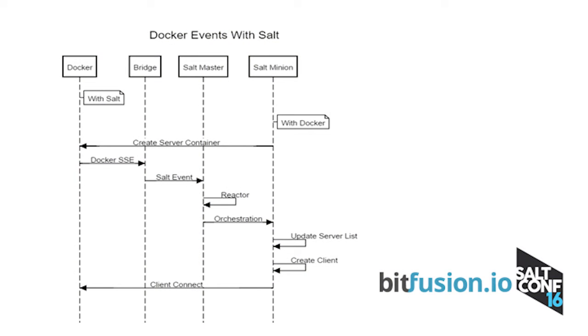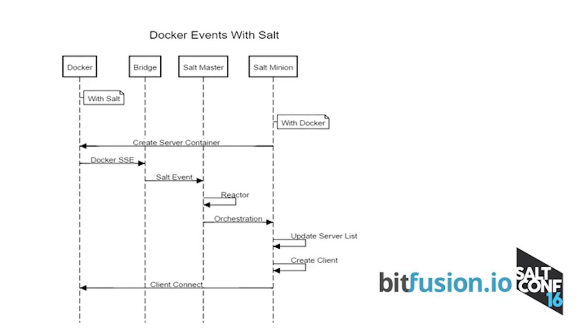So what we're going to do is spin up some Docker containers and have Salt react to those containers coming up by making some changes in the global Salt state for us. So the way we do that is we have Docker running on a Docker host with a Salt minion on it. And what that will do is receive a request from Salt saying create a server container. We then get a Docker SSE event that comes back, and we use a small bridge written in the programming language Go, which will actually intercept that Docker event and republish it to the Salt master.